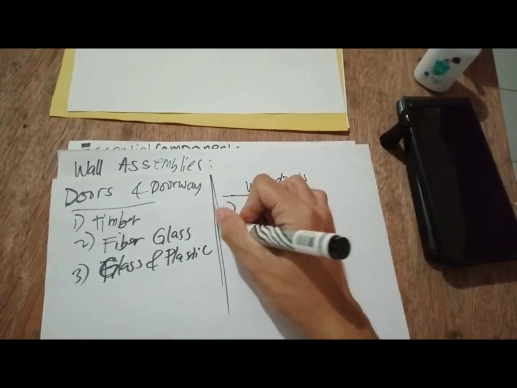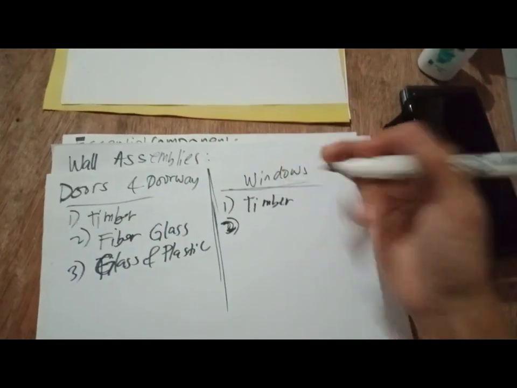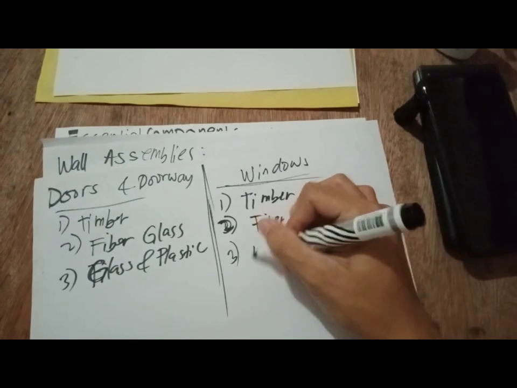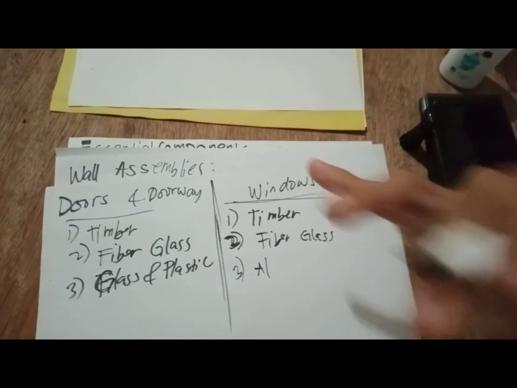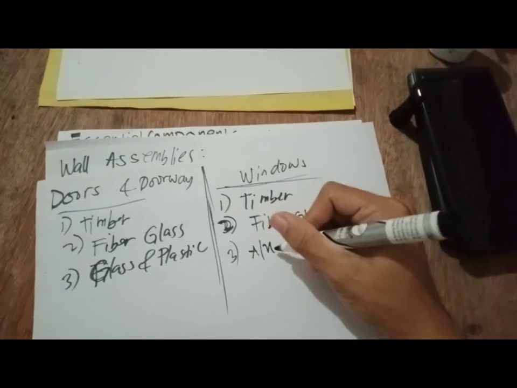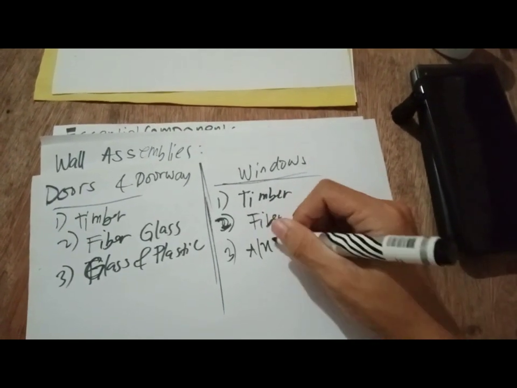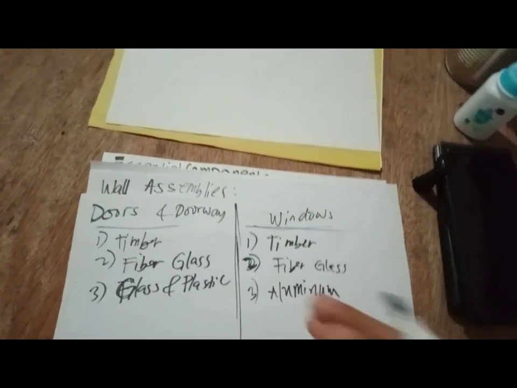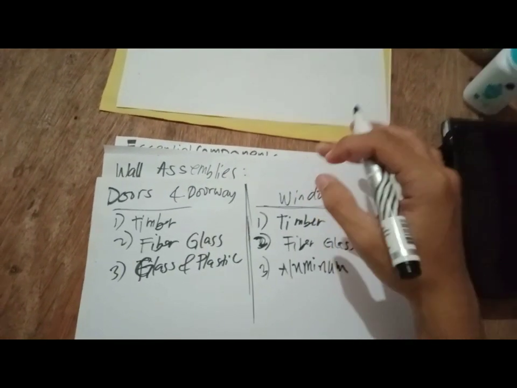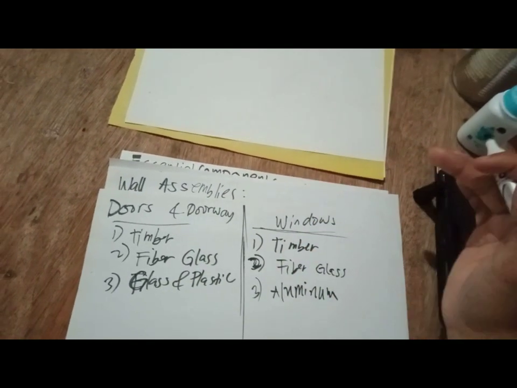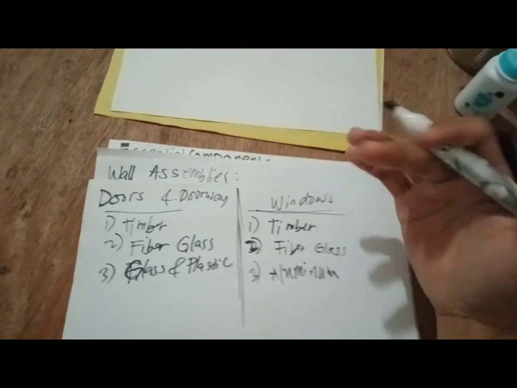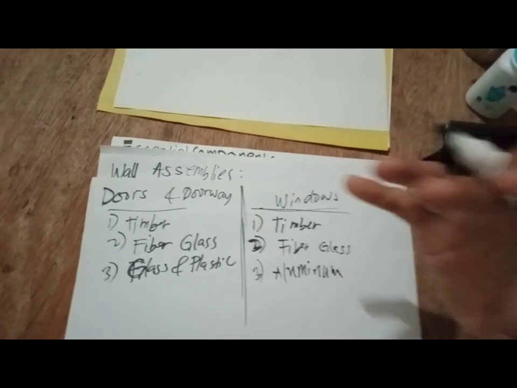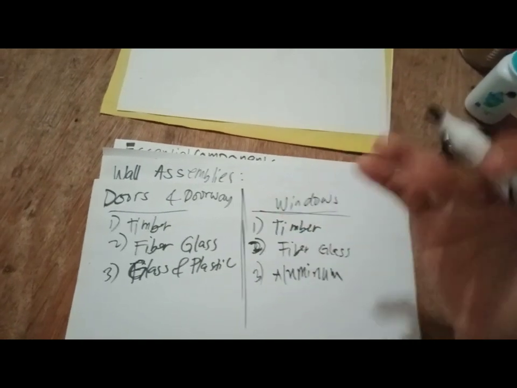So number 2, others also use fiberglass, and additionally, not commonly, but others practice using aluminum as a material. So just like in the wall assemblies, the doors, doorways and windows use the material timber because it is good as an insulator. So it provides insulation. Yes, the main purpose is to provide insulation for your building.